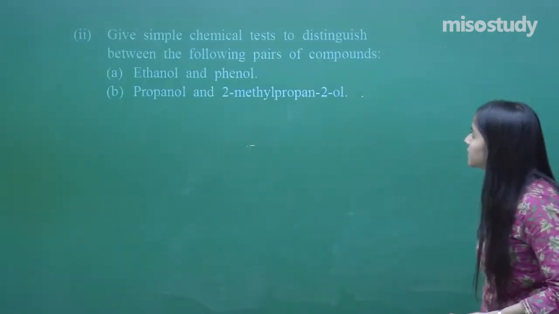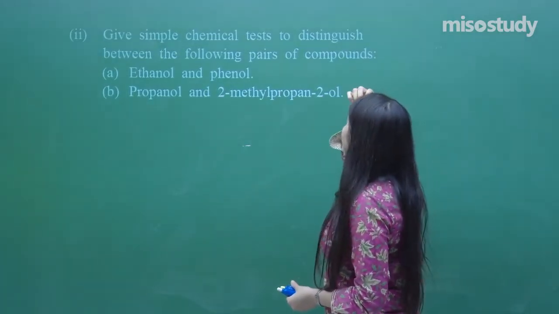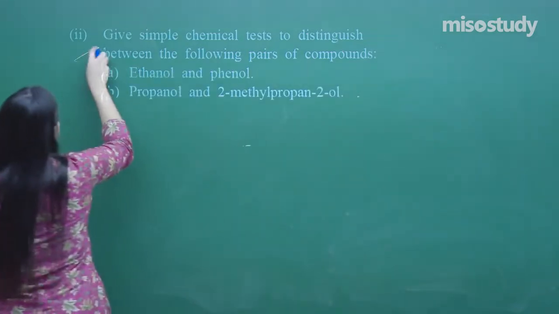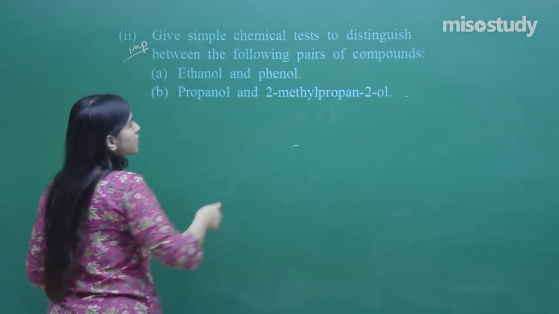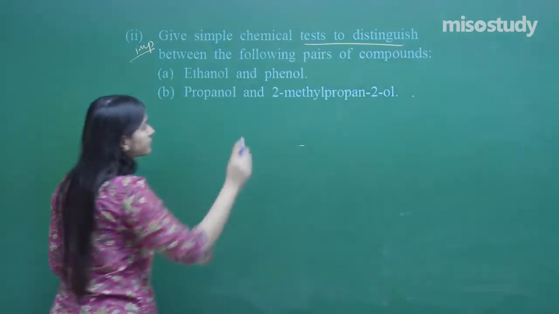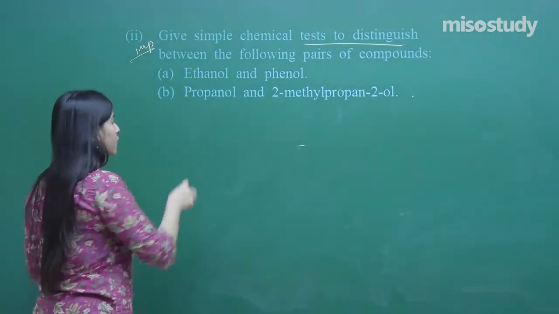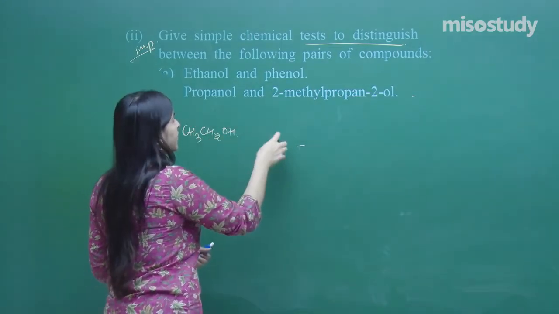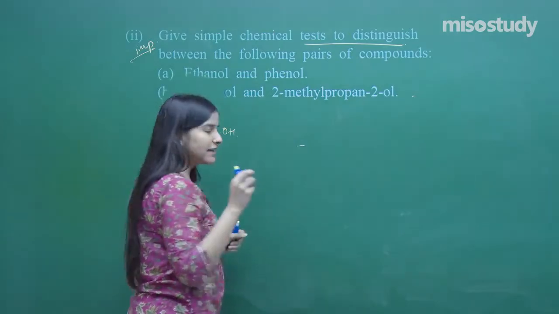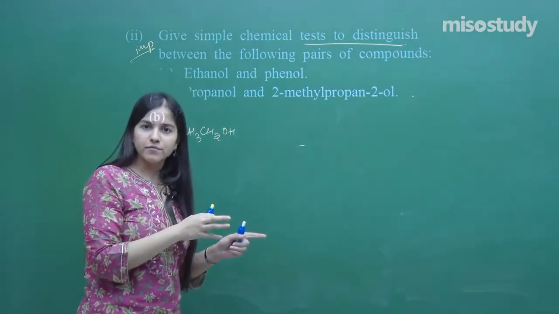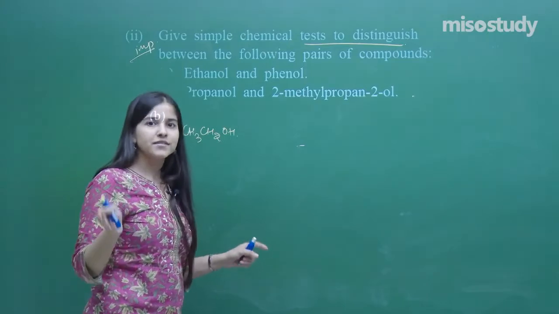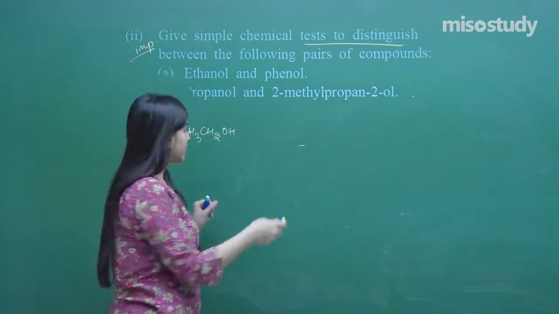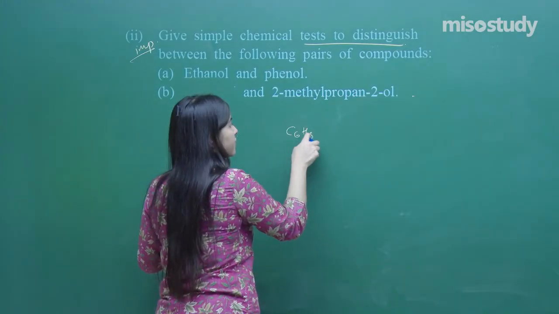Next one, give a simple chemical test to distinguish between the following pairs of compounds. Now this one is important, the distinguishing test. First is ethanol and phenol. I need a test which will be given by one of them and not the other, so that I can distinguish that in one beaker I have got ethanol and in another beaker I have got phenol. Phenol is C6H5OH.